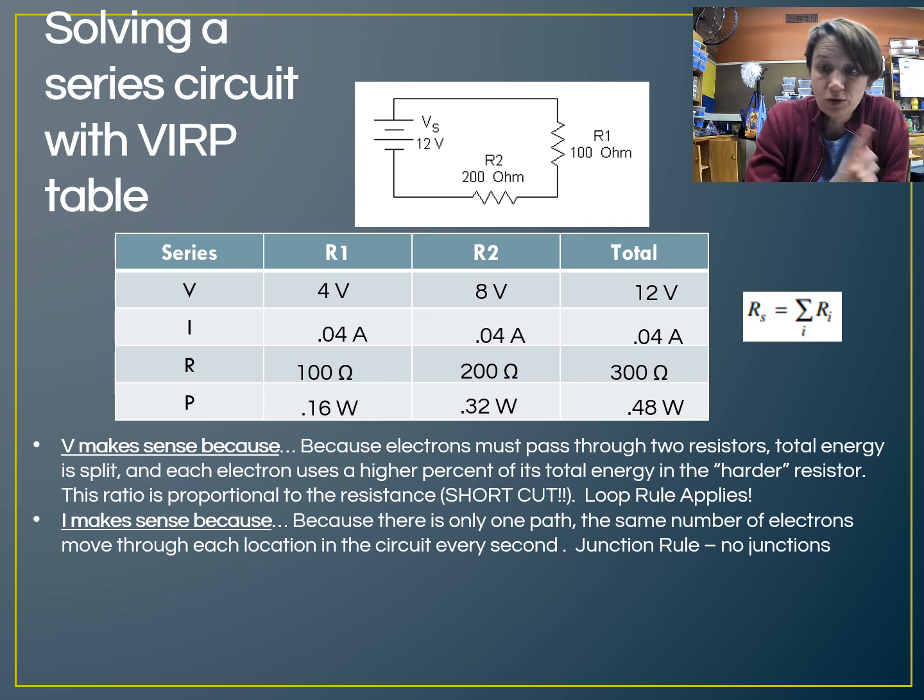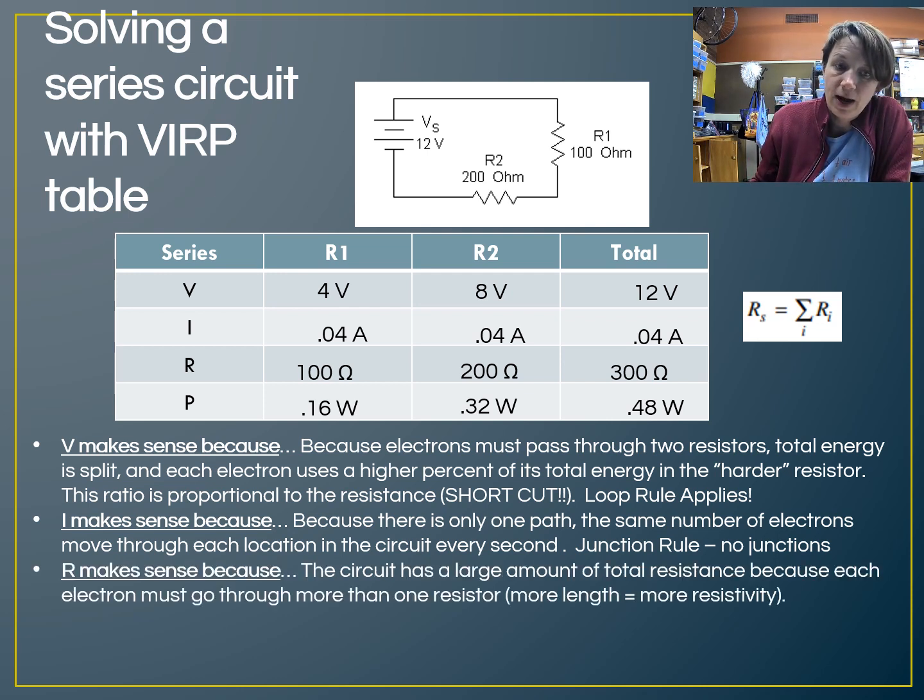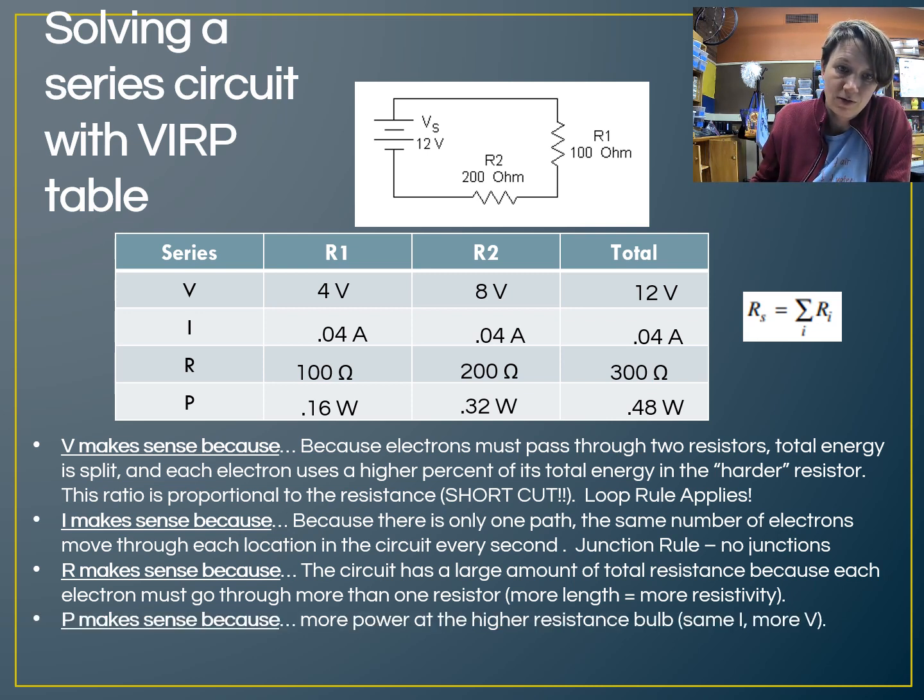We know this better be true in this circuit because of the junction rule and conservation of mass. If you look at the R values, you'll see that the total resistance is more than the individual values. That also makes sense because two resistors in series are longer than a single resistor, and therefore the total resistance should be more than the individuals.